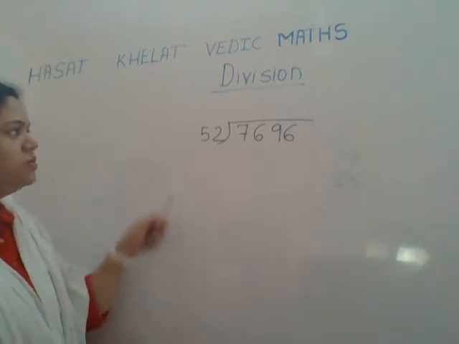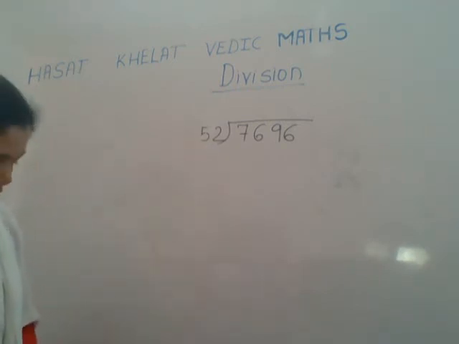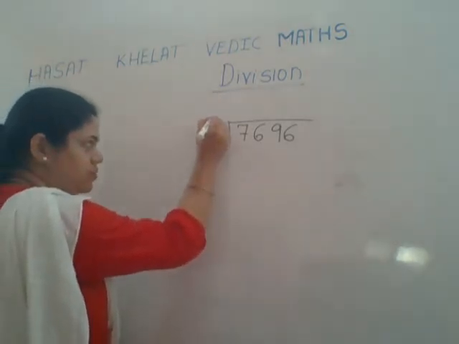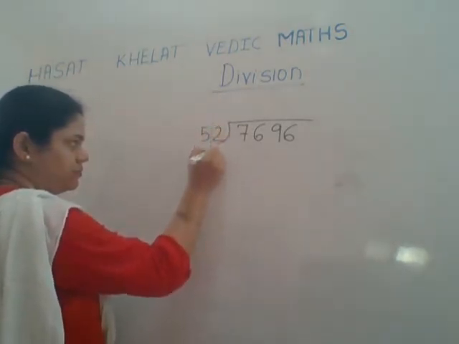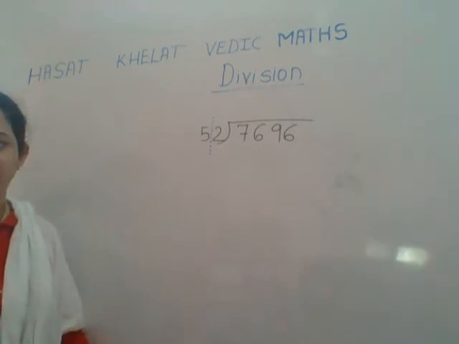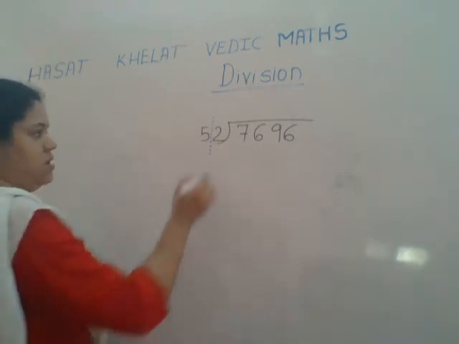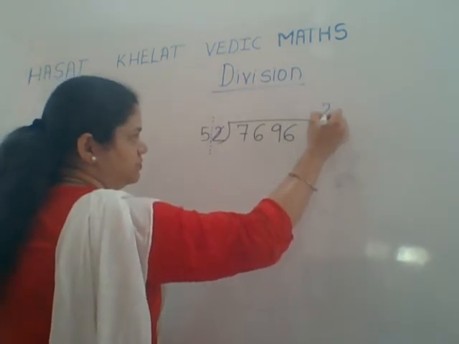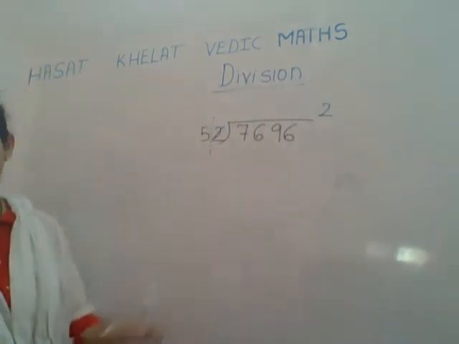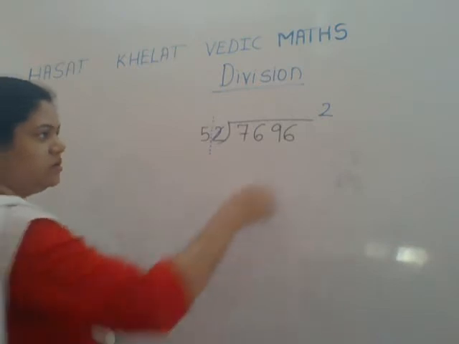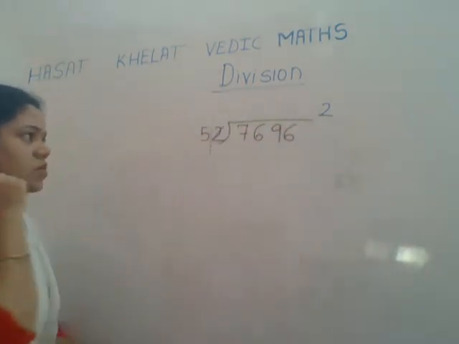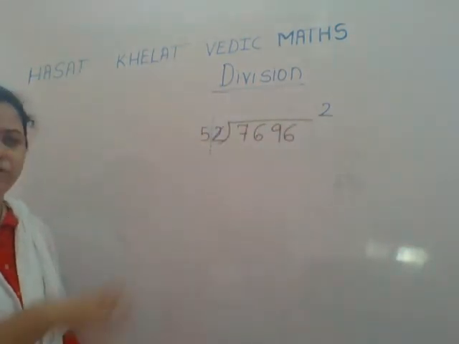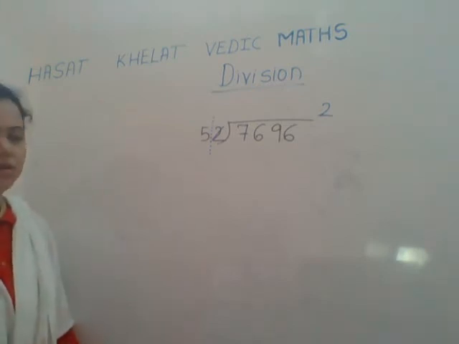Now what to do? Separate this 2 from the 5. I have separated the 5 from the 2. Cancel out this 2 and write it to one side, in the place of the question. I have kept it over there.